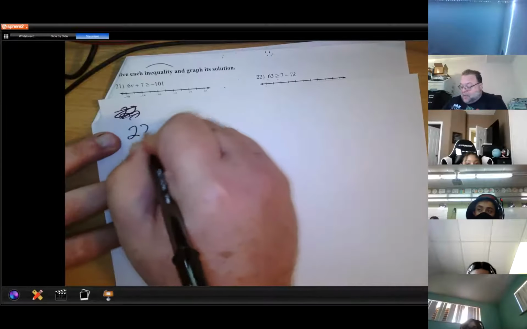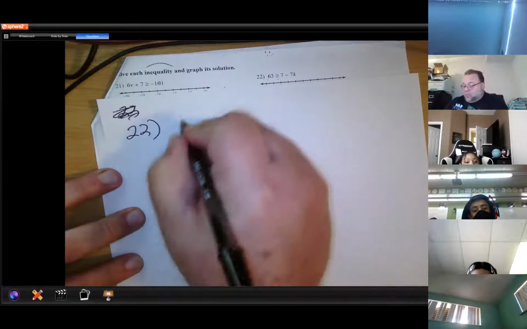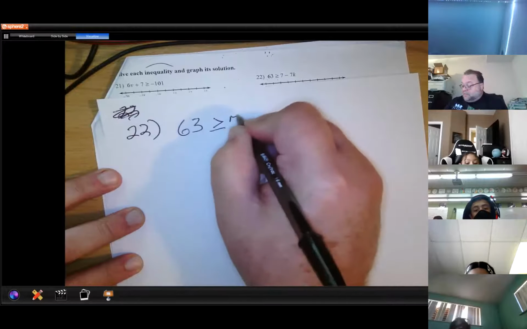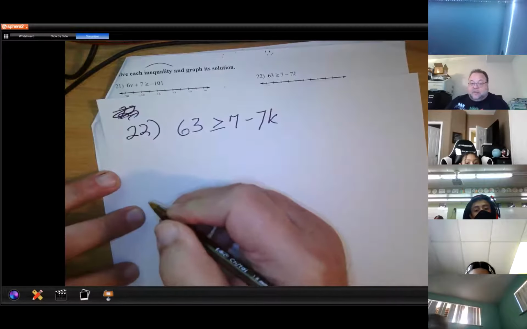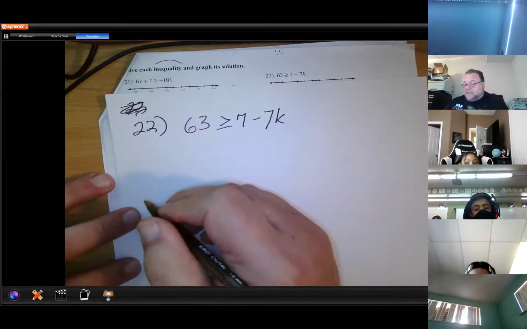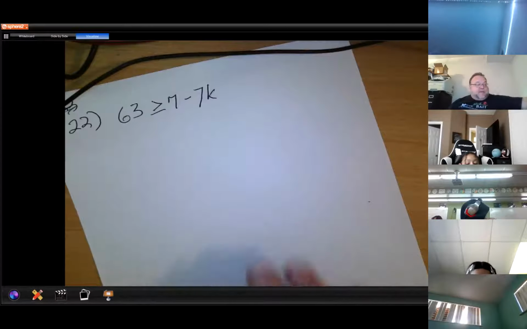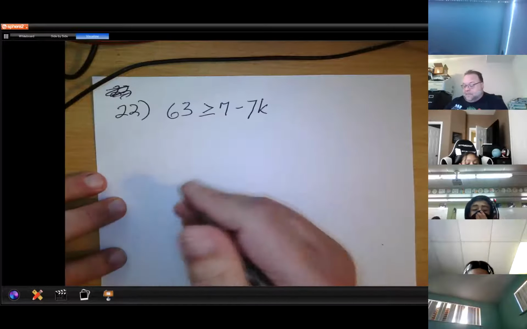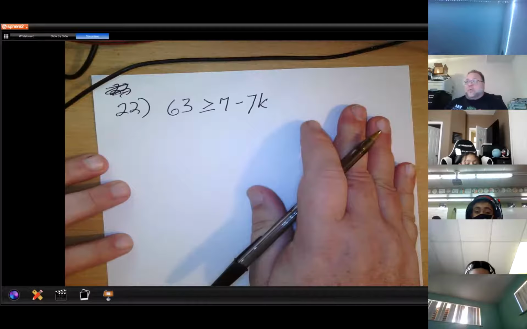Okay, so when we do inequalities, we are largely solving them just like we do regular equations. The only difference is when we have a negative with the variable. Now, I'm going to show you first what the wrong way is to do this.